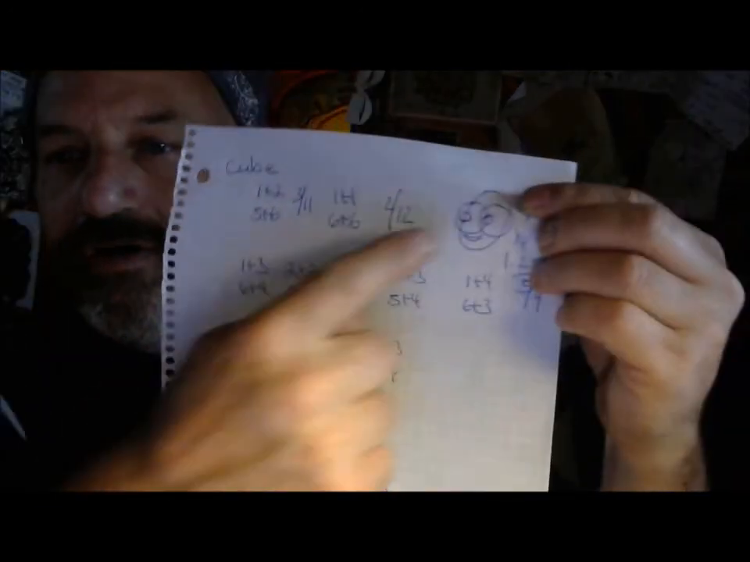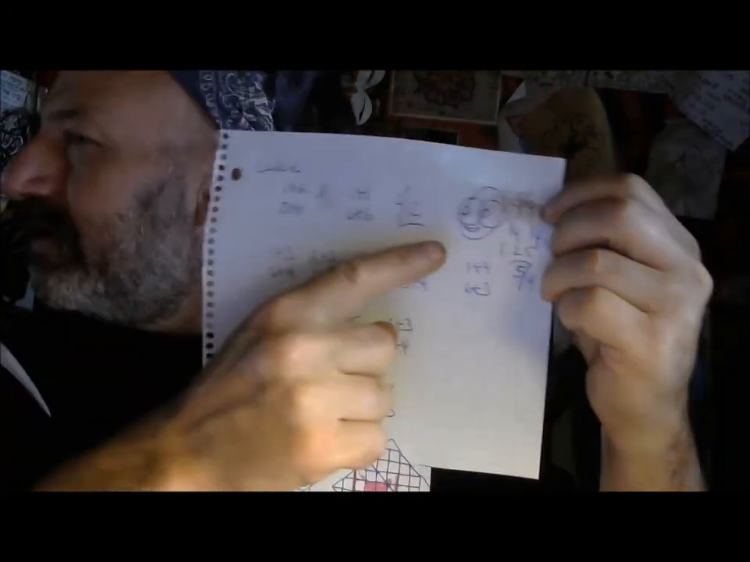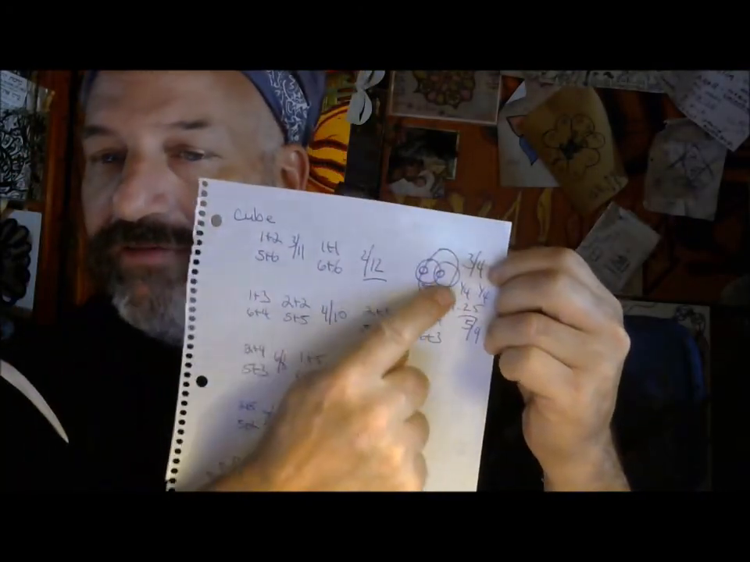Make sure you know where your eyes are looking. 5 to 9. Right? If you're looking like that, this eye is towards the outside, and this is towards the inside. 5 to 9, 9 to 5.